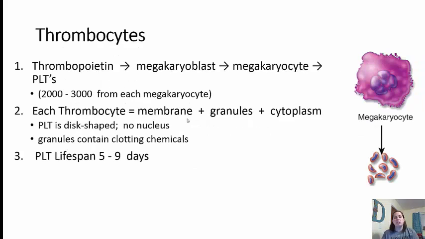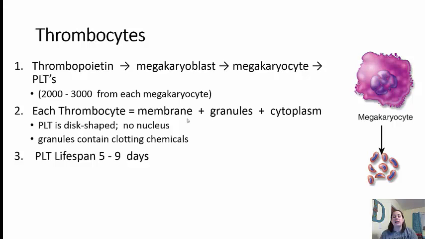All right, so now we're going to switch gears a little bit, and we're going to talk about thrombocytes. Now, thrombocytes are also known as platelets. When we look at the idea of needing more platelets, there's going to be a hormone that's called thrombopoietin that's going to be released. The thrombopoietin is then going to go and talk to the stem cells in the bone marrow and create what we call megakaryoplasts. These megakaryoplasts are going to mature into megakaryocytes, because remember, blast is an immature cell, the cyte is the more mature cell. These megakaryocytes then are going to break into smaller pieces. Each of the smaller pieces is called a platelet. And so each megakaryocyte can actually make between 2,000 and 3,000 platelets.